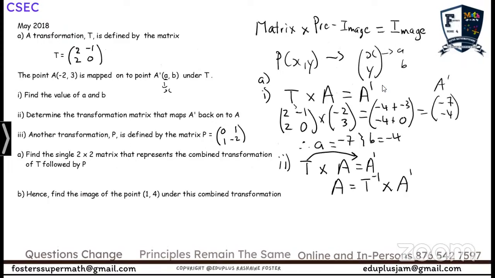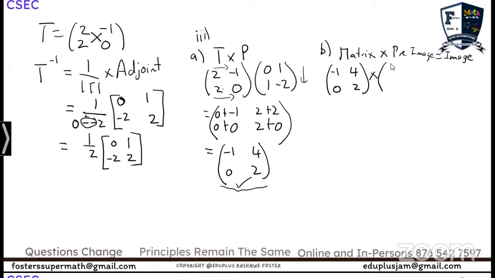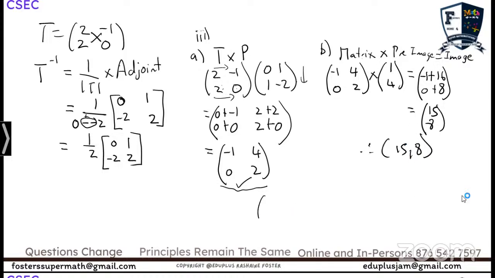What's the pre-image here now? They said 1, 4. So you know we're going to have to write it this way. And whenever you work that out, that's the final answer. That's the image right there. So let's go. -1 times 1, -1, plus 4 times 4, 16. All right? Let's go again. 0 times 1, 0, plus 2 times 4, 8. What's my final answer? -1 plus 16, that's 15. 15 and 8. And then you can write it like this in coordinate form. That is my answer right there.